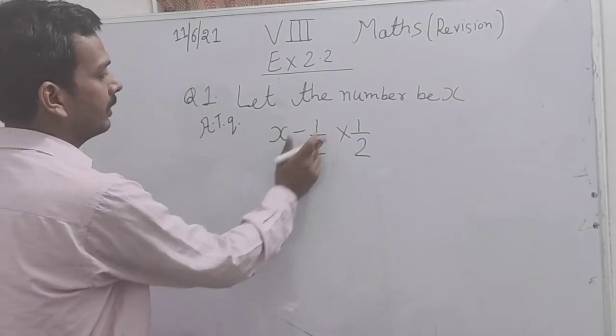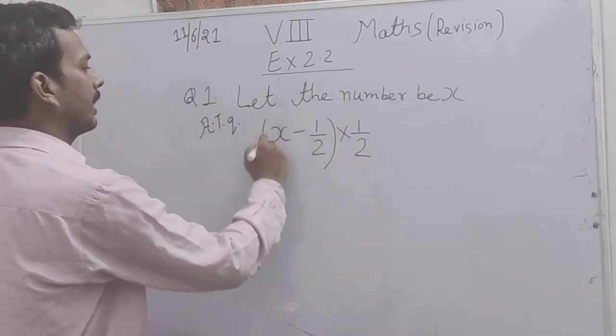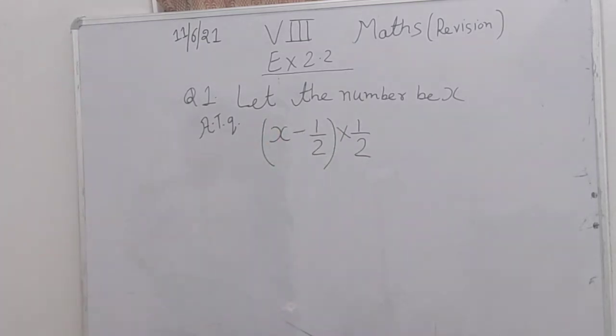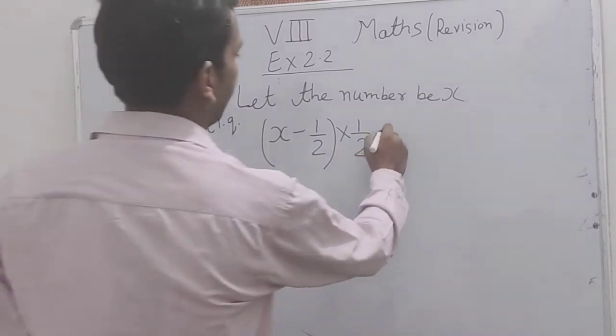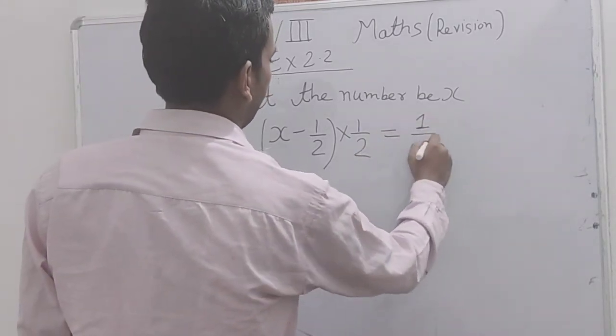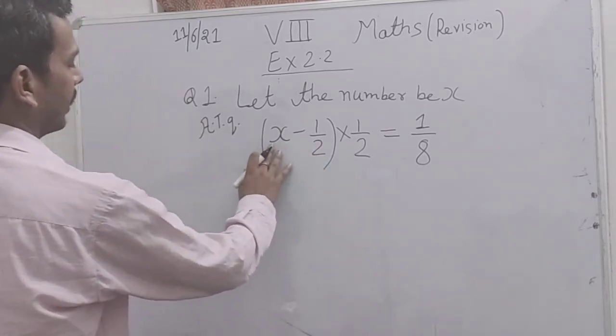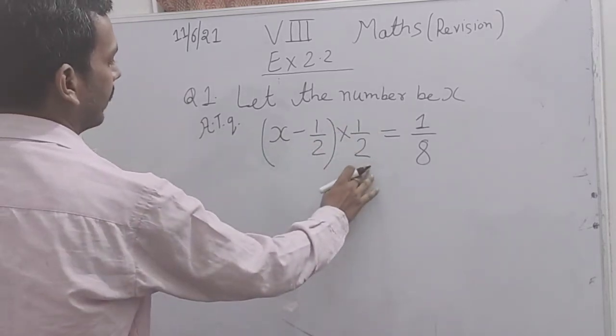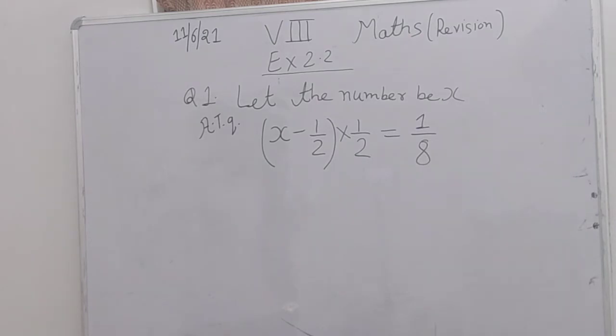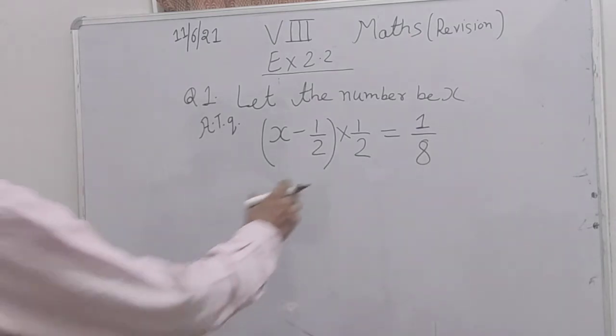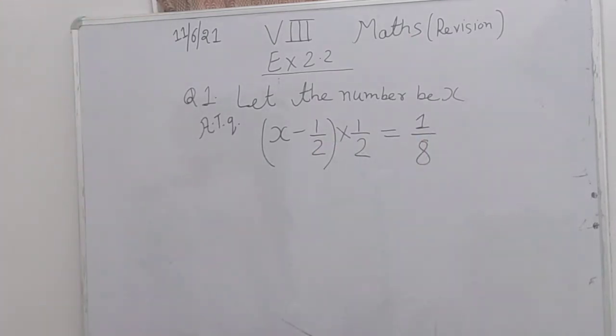x minus 1 by 2 is our result, so we will put the bracket here. x minus 1 by 2, into 1 by 2, you will get 1 by 8. So again, 1 by 2 subtracted from a number, and the result is multiplied by 1 by 2, then the answer will be equal to 1 by 8.